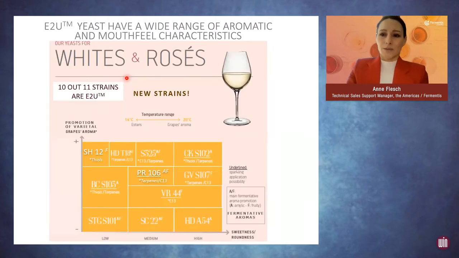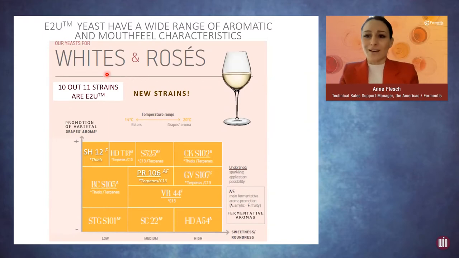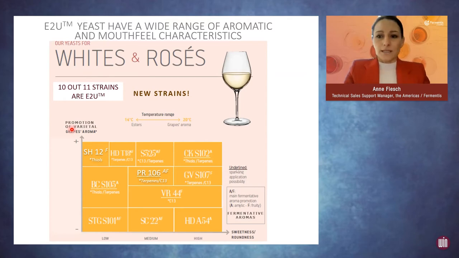All right, and I also said you don't have to sacrifice on the aromatic and, for example, mouthfeel profile that you want to give to your wine, because we have a wide diversity of products. So here we have our make your choice table for white and rosé. And you can see that 10 out of these 11 strains are easy to use. It's a table that guides you towards choosing the right strain for what you are trying to achieve in a white wine and rosé.